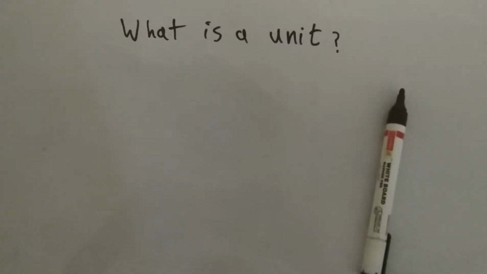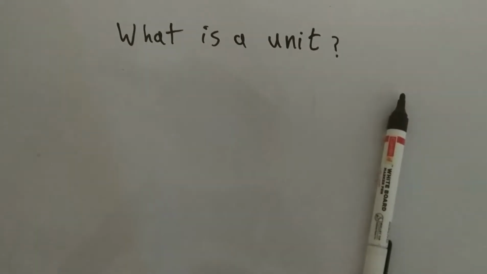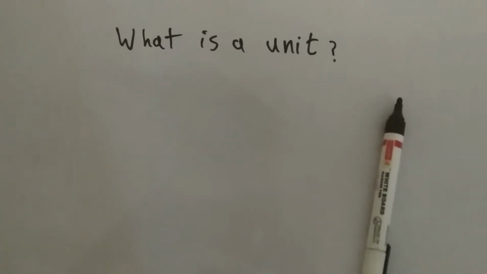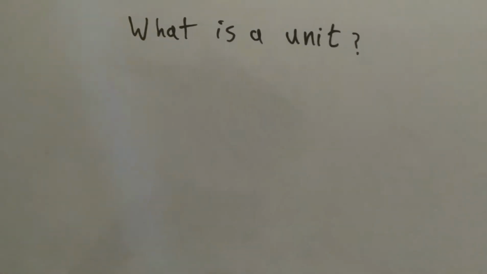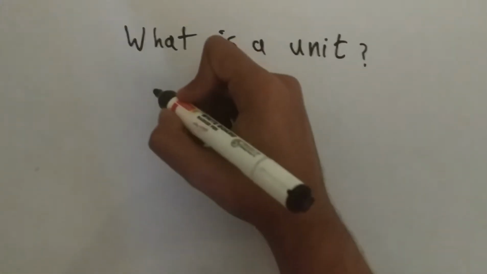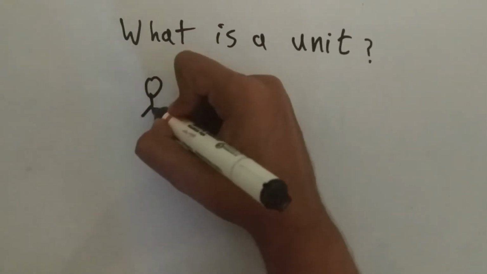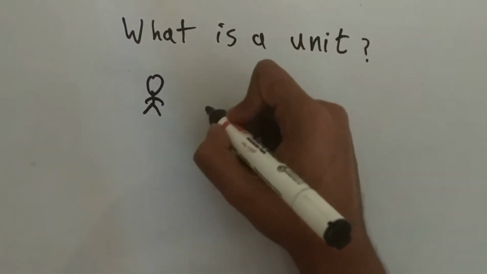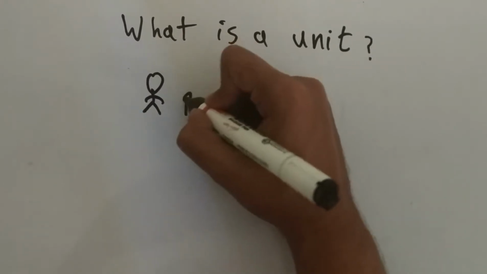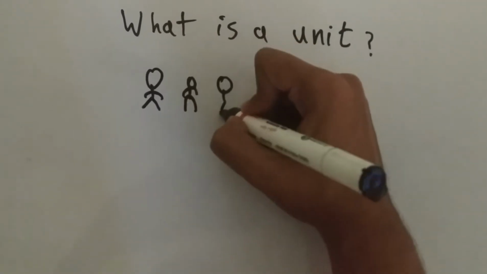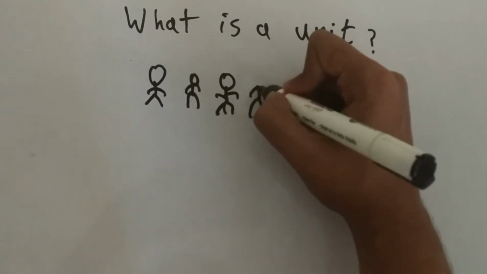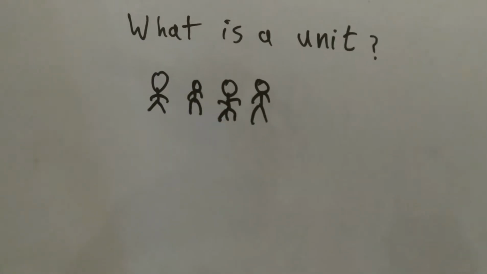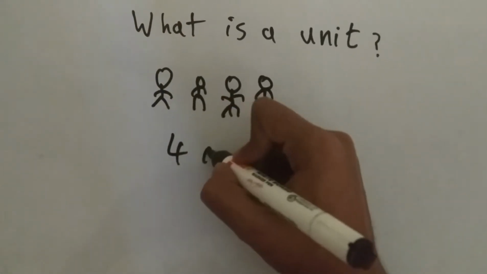Unit. A unit is a measurement of a physical quantity in comparison with another basic quantity. For example, if you have one human, two humans, three humans, four humans, how can you represent it? You can represent it as 4 humans.